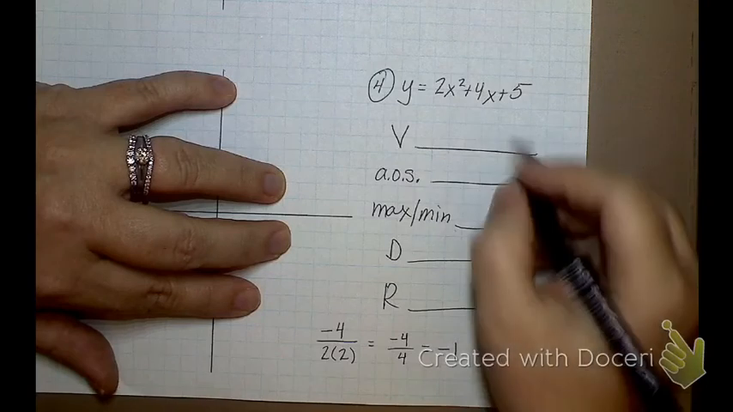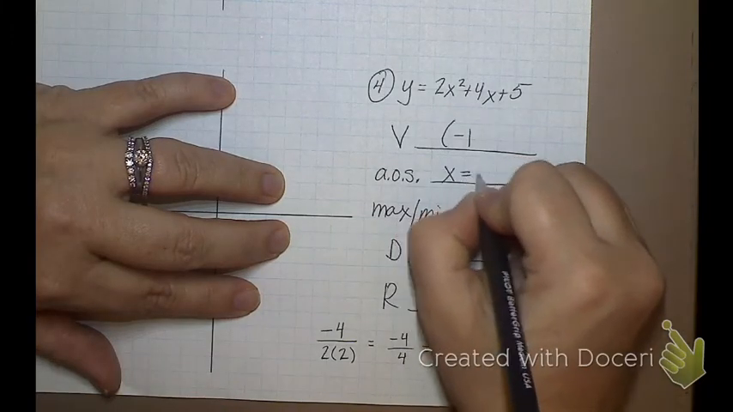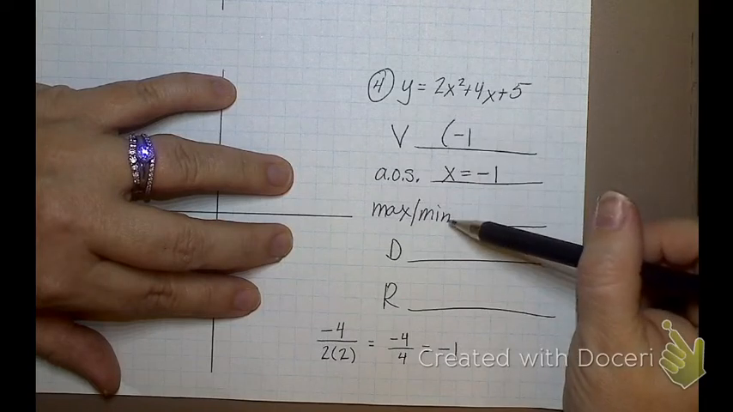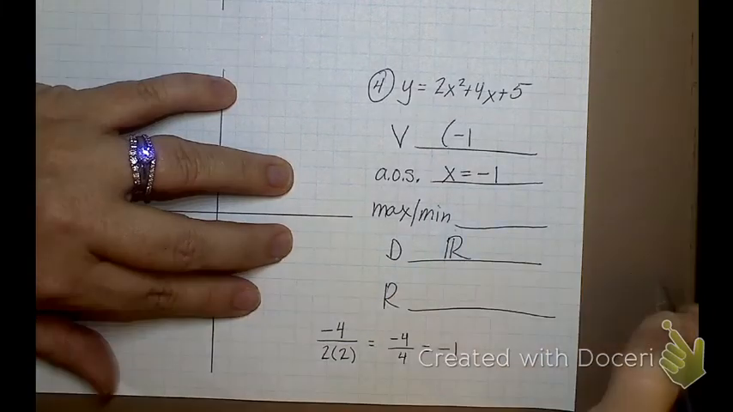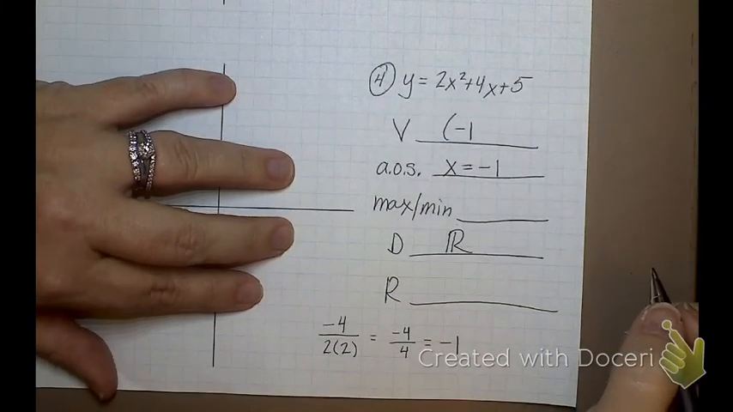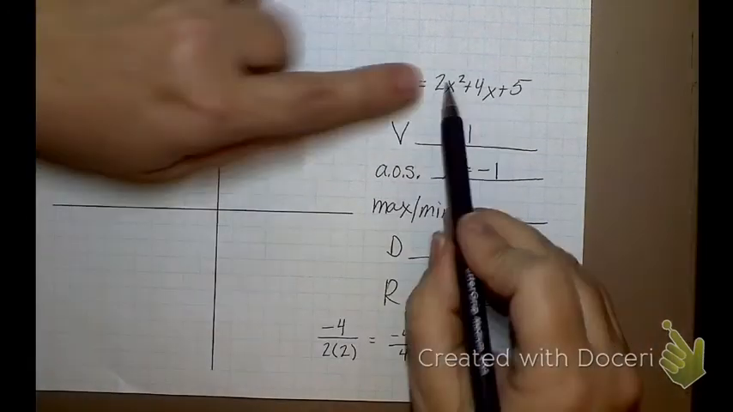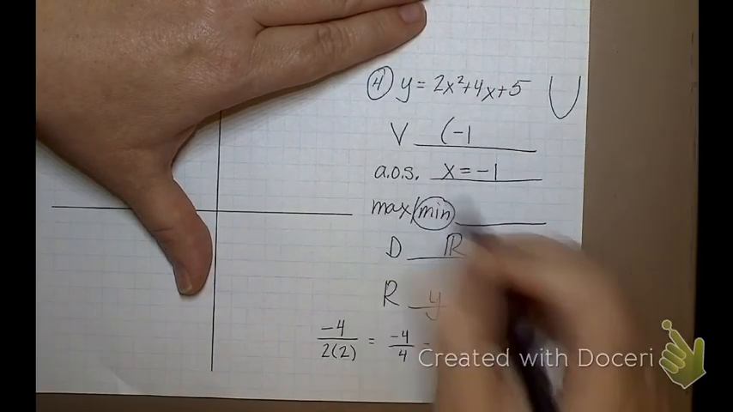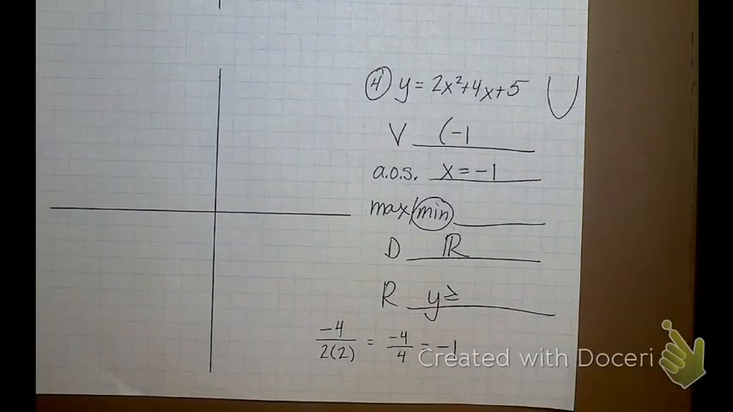What did I just find? The x value of my vertex. That also tells me my axis of symmetry: x equals negative 1. Does it tell me anything about my max or min? No. Do I know my domain? Yes, all real numbers. Do I know anything about my range? No, because I don't know what that y value is, but because a is positive, we have something opening up, so I will have a minimum value, and my range will be y is greater than or equal to something. I just have to figure out what that number is.